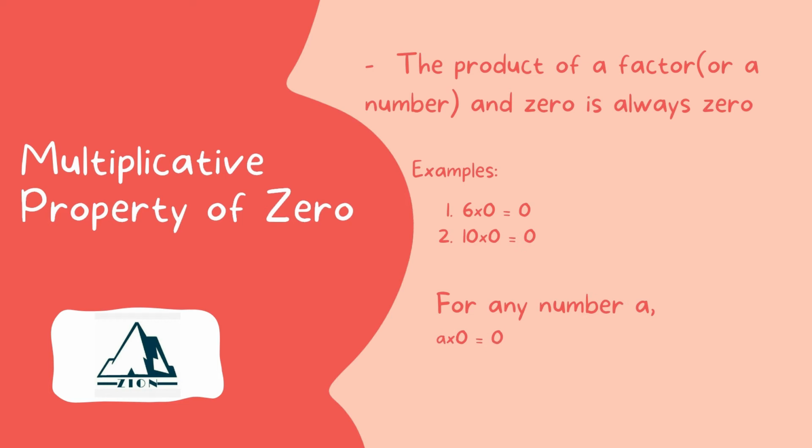The next property is the multiplicative property of 0. This property says the product of a factor or a number and 0 is always 0. So any number that you multiply by 0, the answer will be 0. Even if the number is big, the answer will still be 0. For example, 6 times 0 is 0, and 10 times 0 is 0. So for any number a, a times 0 is 0.